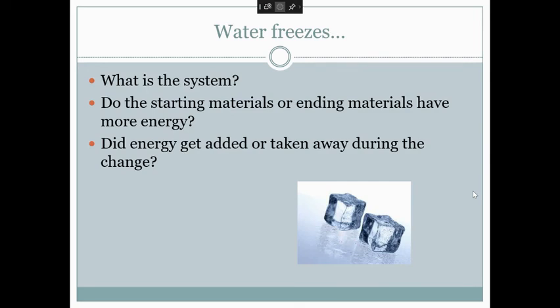All right, water freezes. Here's another chance for us. Is that endothermic or exothermic? Water freezes. So let's see. You have water, it's a liquid, and it changes to a solid, which has less energy, right? So it's actually exothermic. That can be surprising, can't it?